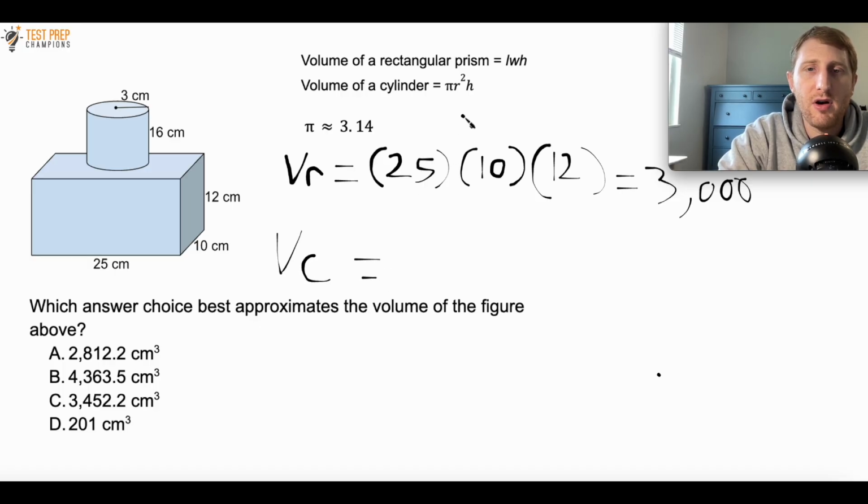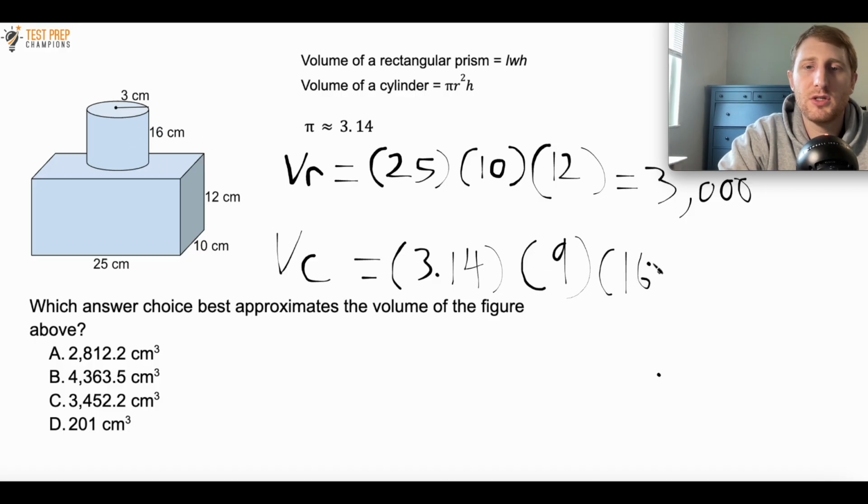So how do we get the volume of the cylinder? Pi r squared h is the formula. So for pi, we are to use 3.14. Now, for r squared, I'm going to use 9. Why 9? Well, we see here that r, or the radius, is equal to 3. And since it's r squared, we use 9 because 3 squared is 9. Now what about h? Well, h is 16. Okay, so let's do 3.14 times 9 times 16.